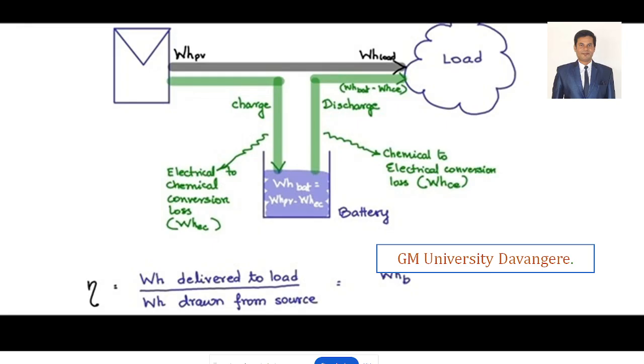After this, the energy is stored in the battery. Then this stored energy is converted back from chemical energy to electrical energy, and there are some losses there also. Whenever the conversion happens from one form of energy to another, usually there will be losses. That loss will also impact the efficiency.